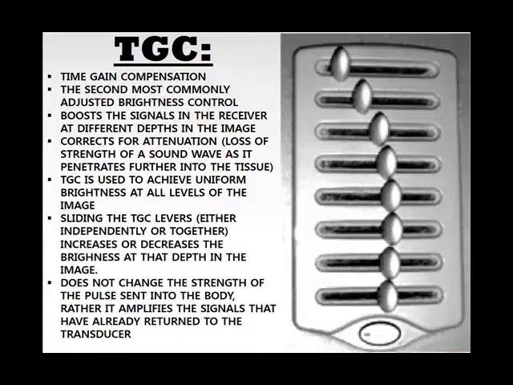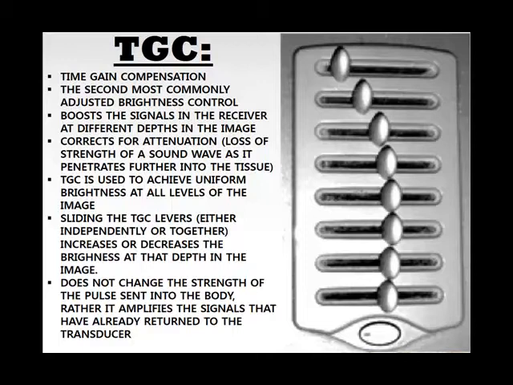So if you think of your TGC levers corresponding to this image here, each lever corresponds to a different depth on the image. If I move this lever really far that way, this line of the image is going to get really bright. If I move this same lever that way, this line of information is going to get really dark. So it controls the brightness level at each horizontal line all the way down your image.